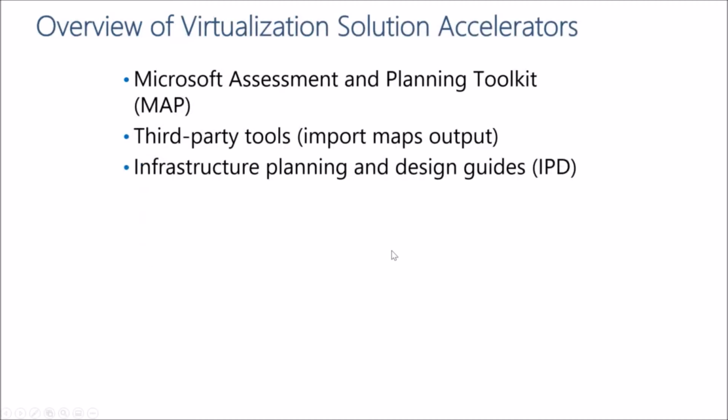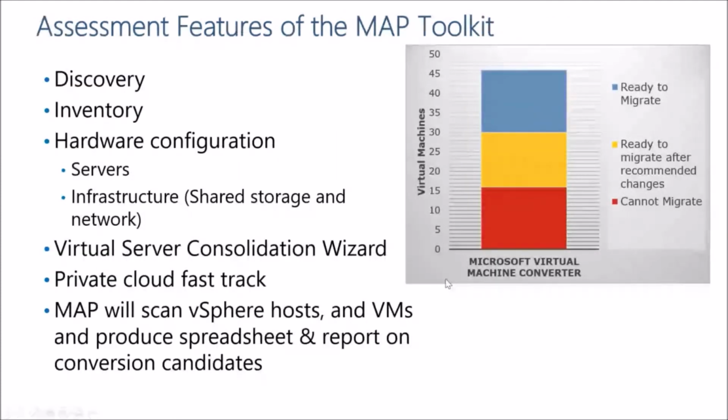So there's this tool called Map Assessment and Planning Toolkit. It's a third-party tool that imports MAP's outputs. So we can use third-party tools to get the outputs of this MAP tool, and it allows us to do infrastructure planning and design guides. So here's an example.